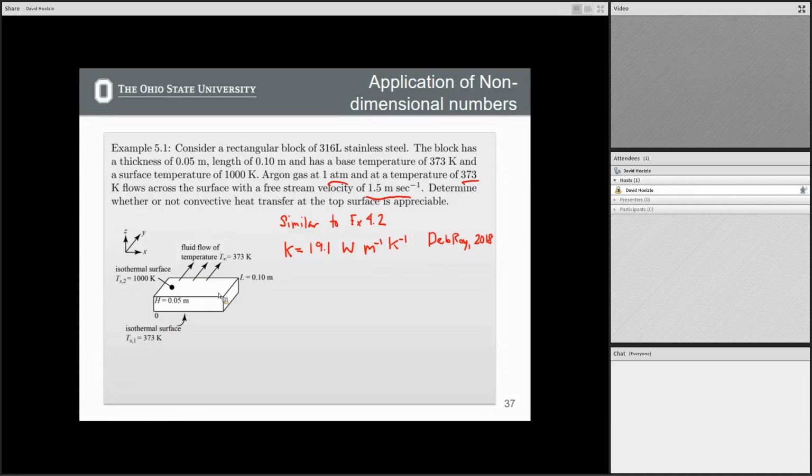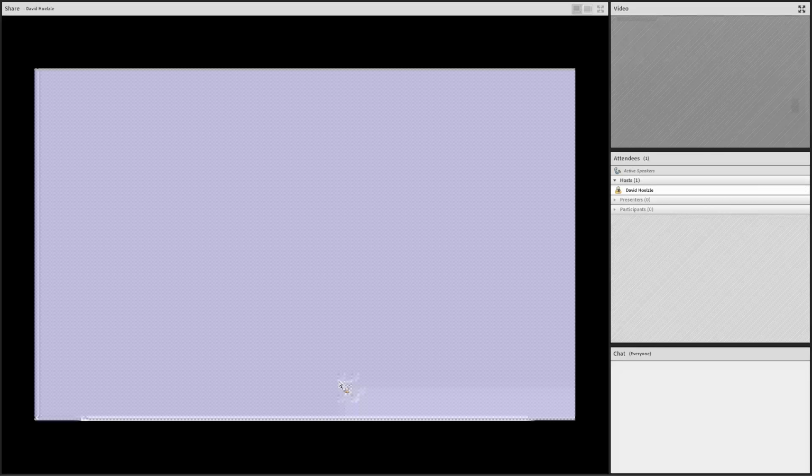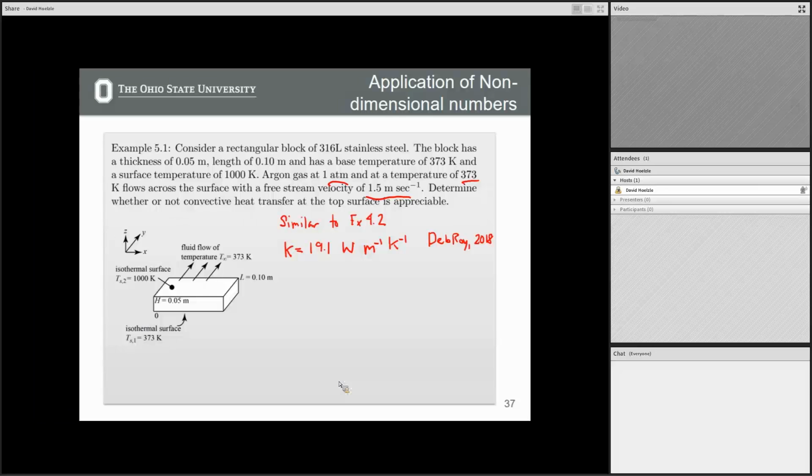So this gives us part of the Biot number, right? The Biot number is the convective heat coefficient, or convective coefficient, h, times L, where L is the thickness of the block, and then k is the conductivity of the solid material. Right, so this gives us part of the equation.